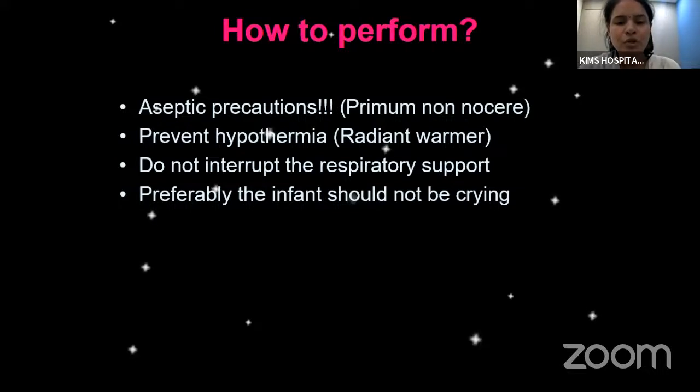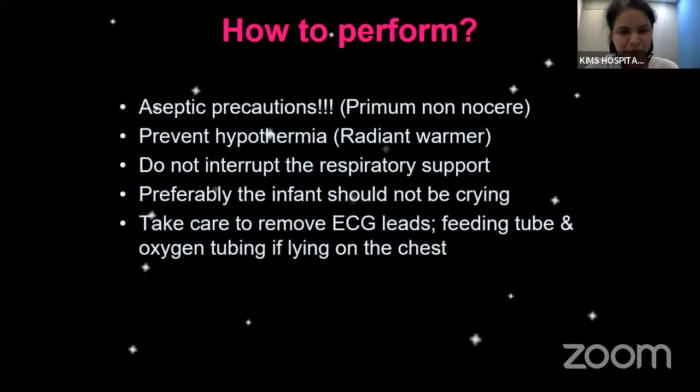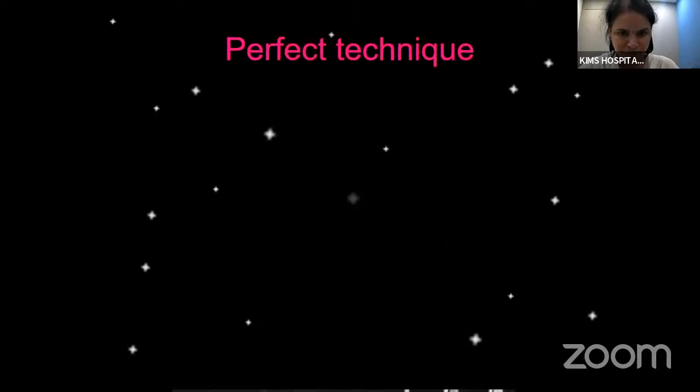Preferably, the infant should not be crying. So try to provide developmentally supportive care while performing the X-ray in order to get a good quality film. Take care to remove the ECG leads because this can often lead to confusion and artifacts while interpreting the X-ray. The feeding tube and oxygen tube, if present, must be ensured that they are lying on the side of the baby and do not cross the chest or the abdomen in order to avoid confusion.